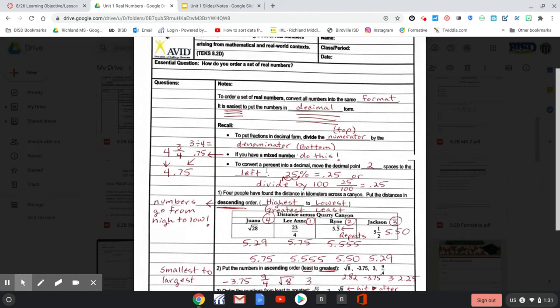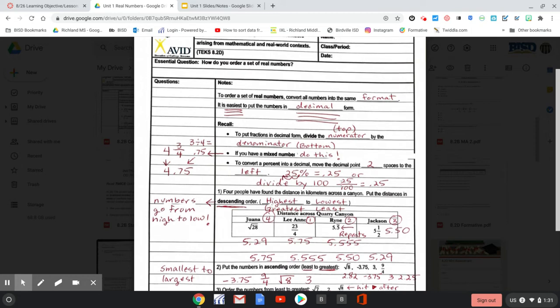To convert a percent to a decimal, you need to move the decimal point 2 spaces to the left, just like this example. And that gives you 0.25. Or if you want to get this right answer every time, just divide the number by 100. 25 divided by 100 is 0.25. You just changed it to a decimal. You're finished.